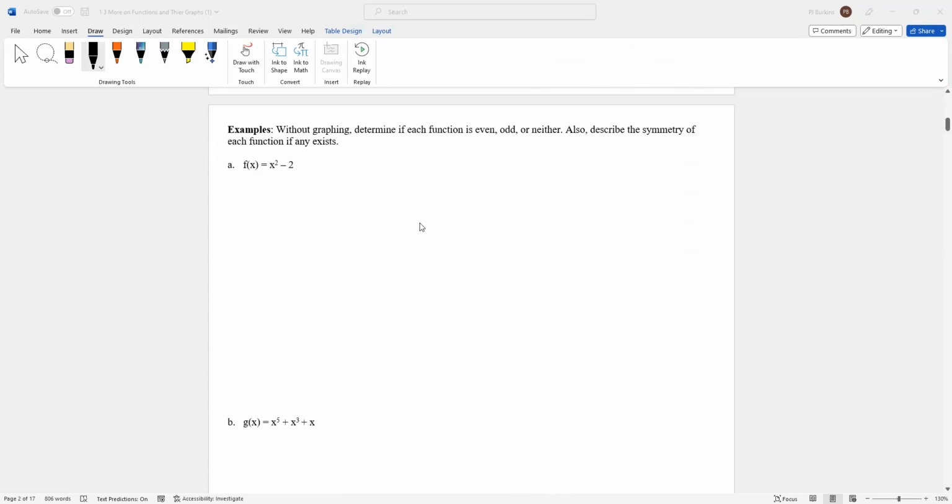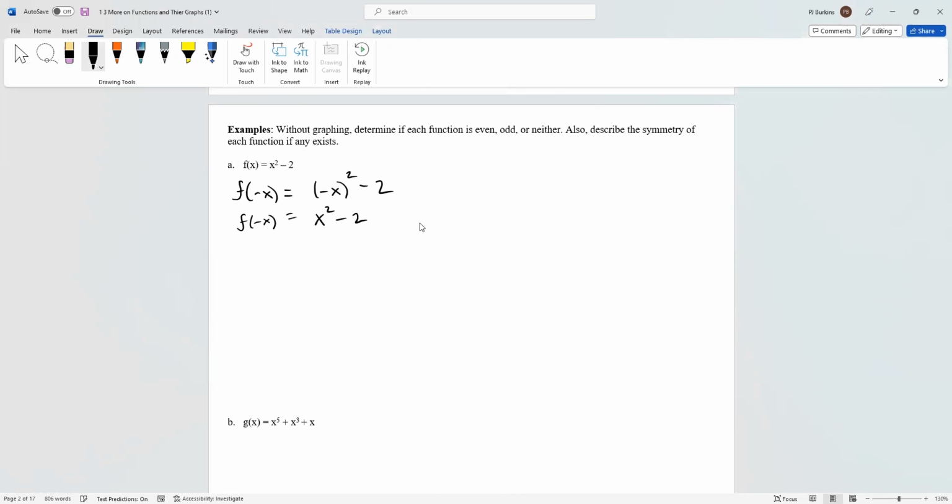All right, so let's go ahead and try this. So we have a function. First thing we need to do is plug in -x. So everywhere I see an x, I plug in -x. -x squared is -x times -x, which is really positive x squared. So you'll notice that f of -x here gives back x squared minus 2, which is the same thing as the original function, f of x. Therefore, this is an even function.